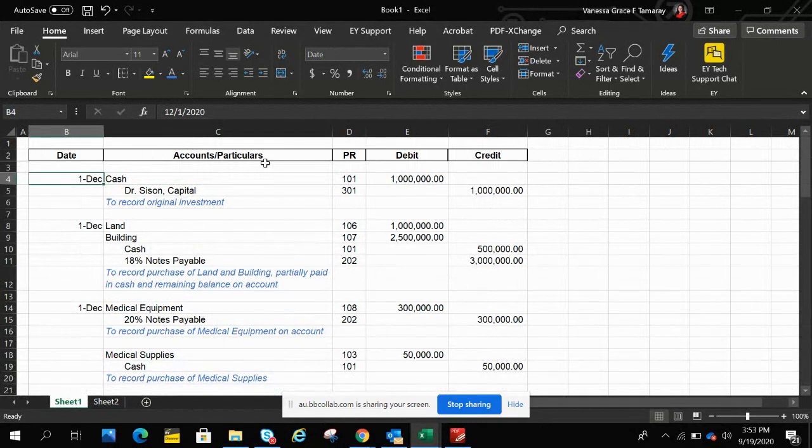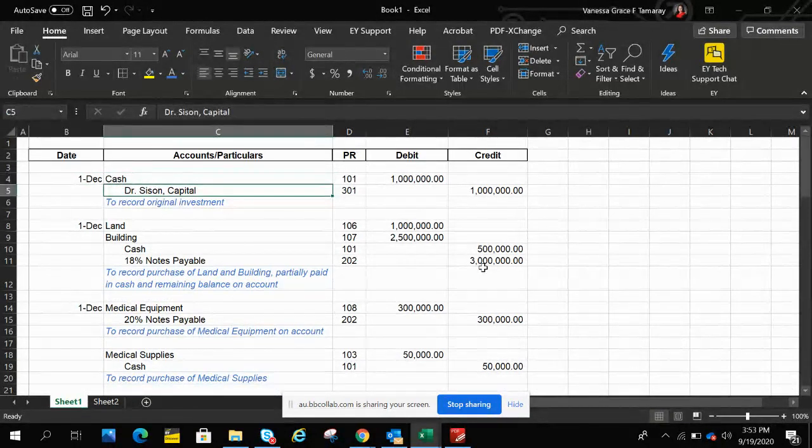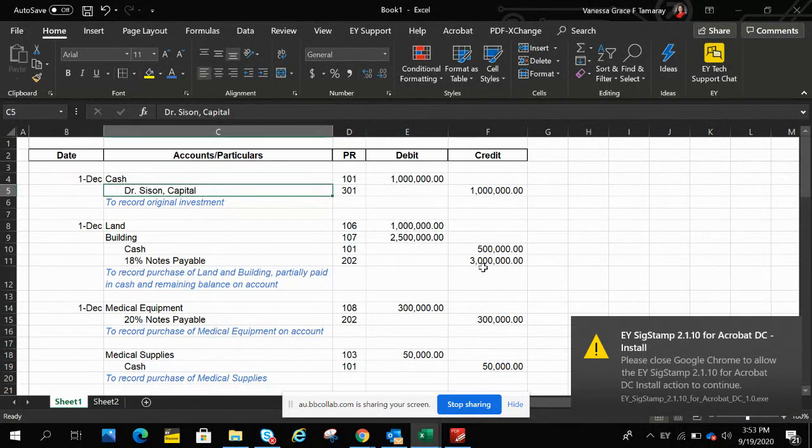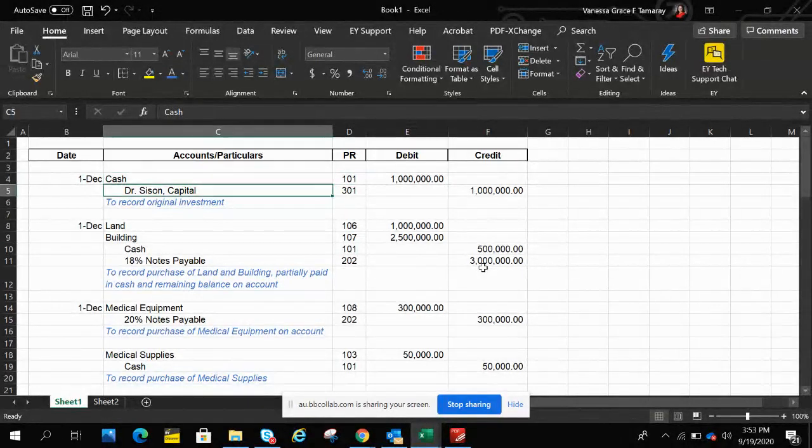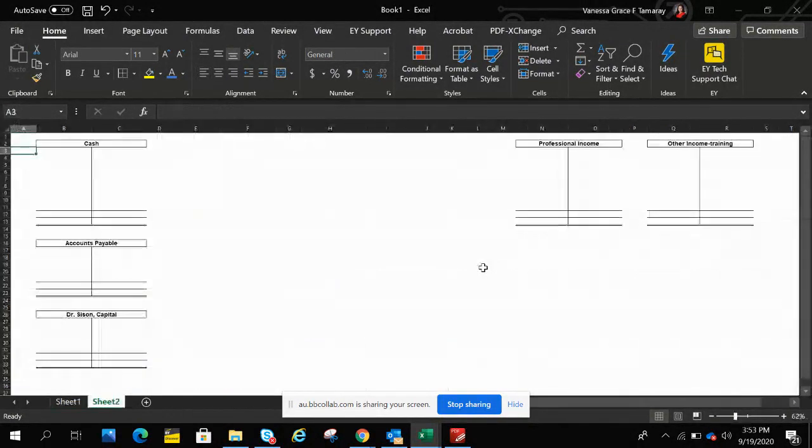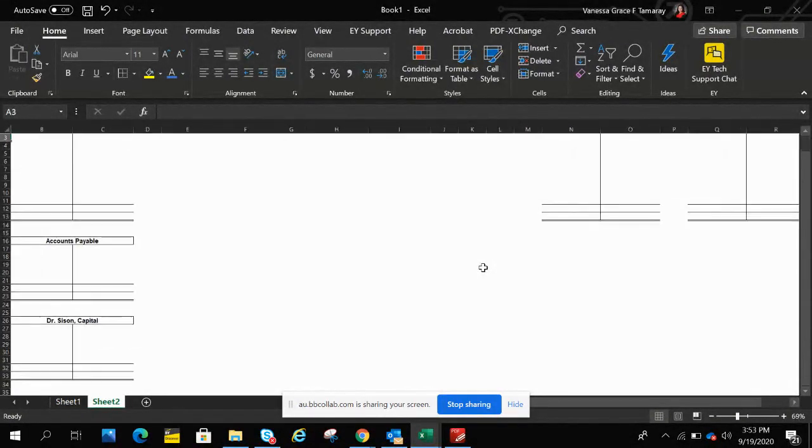So, December 1, ano yung first na transaction? We have a debit in cash and credit. Normal balance of cash is debit. Normal balance of capital is credit. Kaya nung mag-increase ang cash, debit. Nag-increase ang capital, credit. Okay. So, post natin, 1 million pesos. December 1. Lagay lang natin dito yung date.